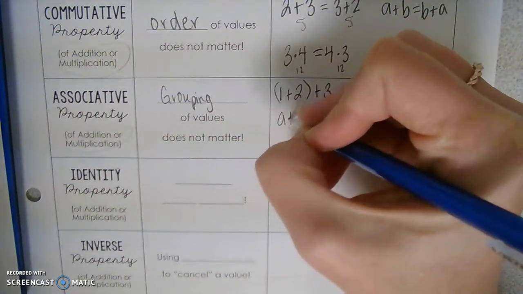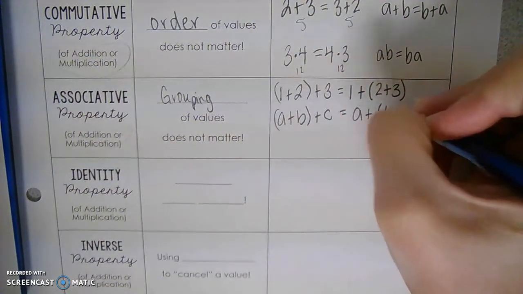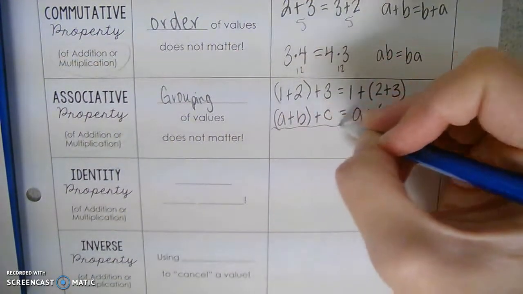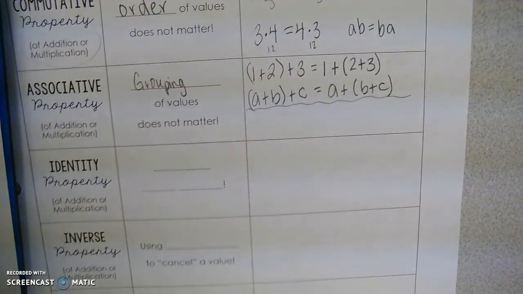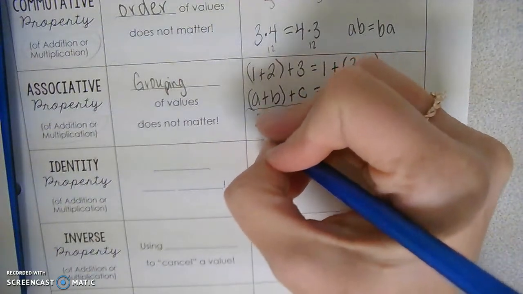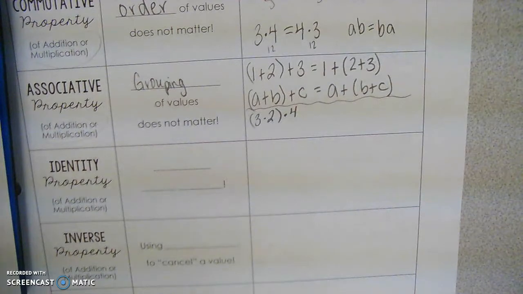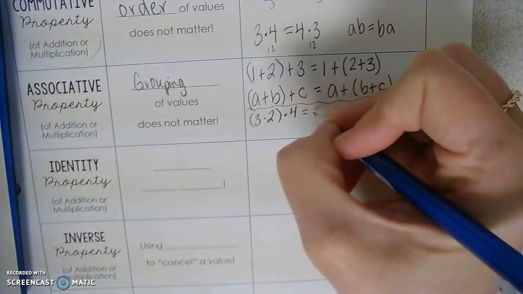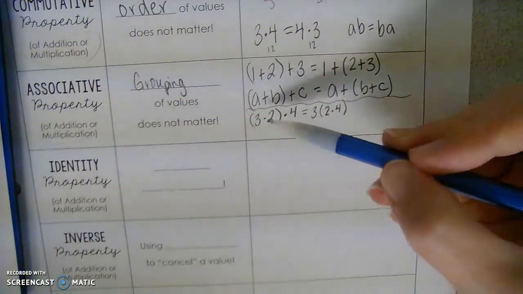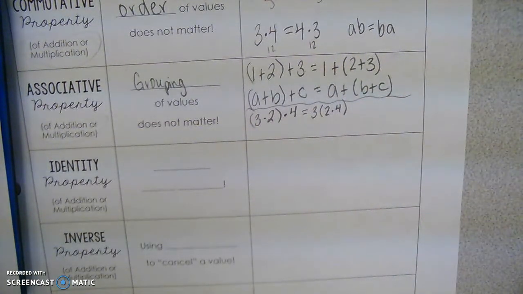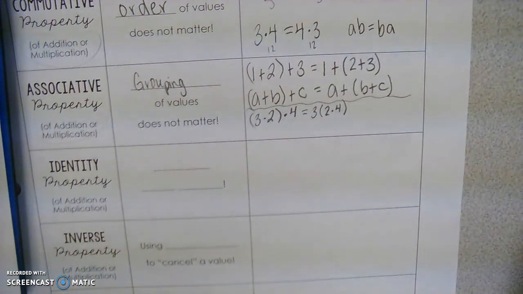With variables, it would look like this. A plus B plus C is the same as A plus parentheses B plus C. So that's what the addition looks like. Multiplication, again, you could do 3 times 2 times 4. That's the same thing as doing 3 times 2 times 4. 3 times 2 is 6, 6 times 4 is 24. This one tells you to do 2 times 4, which is 8. 3 times 8 is also 24, so it gives you the same thing.